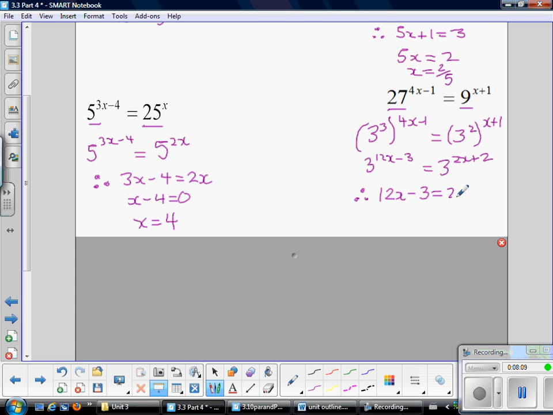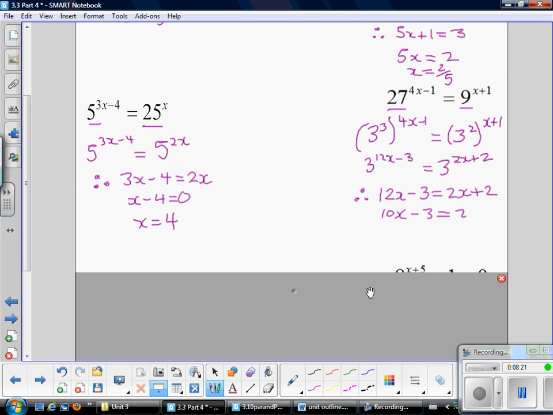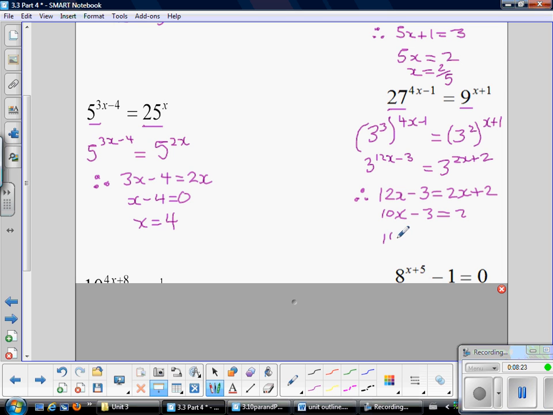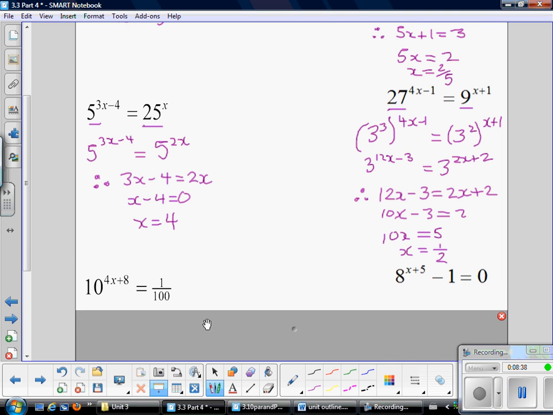Okay, and again, now what we need to do is we need to get all the x's to one side, so subtract 2x on both sides. So I end up with 10x minus 3 equals positive 2. 10x equals 5. And finally, divide both sides by 10, and so I end up with x equals 1/2. Okay, let's look at the next two.